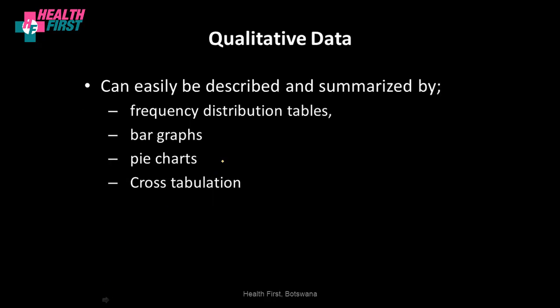So qualitative data can easily be described and summarized in these four ways. The first one is a frequency distribution table, then a bar graph, a pie chart, and what is known as a 2x2 table, or cross-tabulation, or a contingency table.